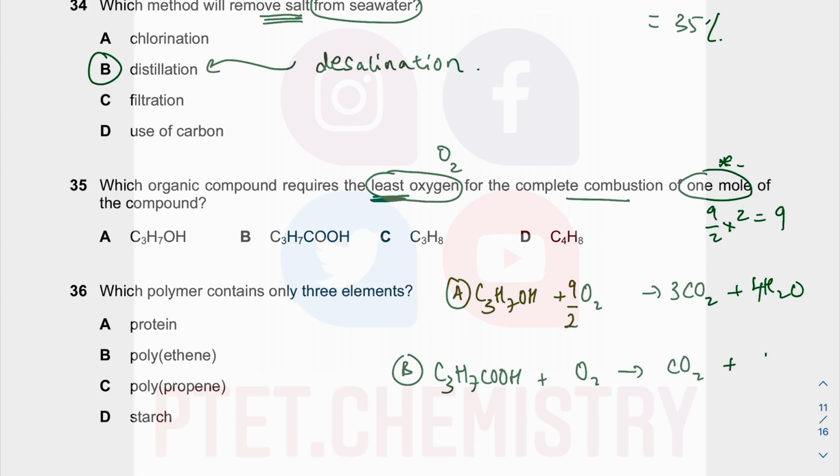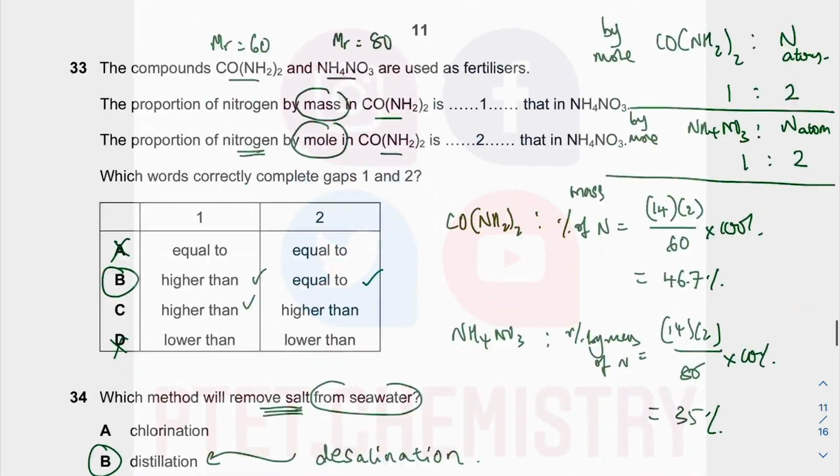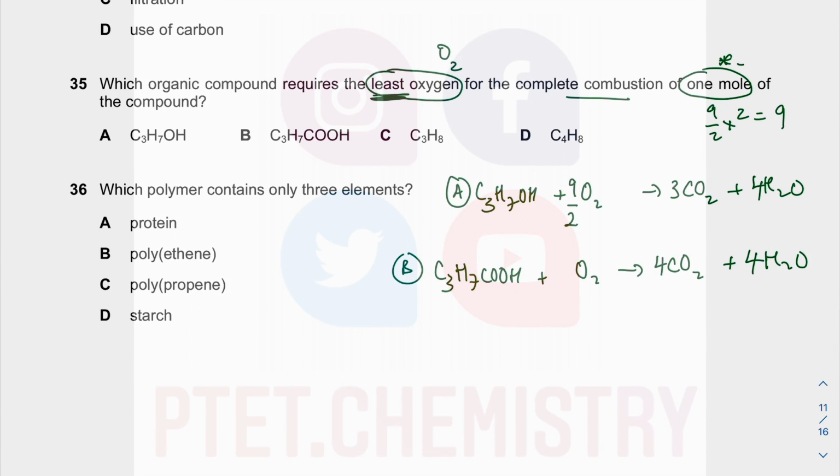O2 going to CO2 plus H2O. So here it is not 3 carbon, it is 3 plus 1, there's 4 carbon. There's 7 plus 1, 8 hydrogen, so I need 4 water. 4 times 2 is 8, 4 times 1 is 4. Oops, what did I do there? 4 times 2 is 8, 4 times 1 is 4, so 12 oxygen altogether, minus 2 oxygen, so I have 10 oxygen. 10 oxygen, but it is diatomic, so I need 5 O2.